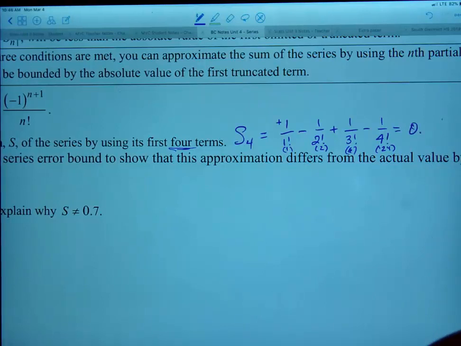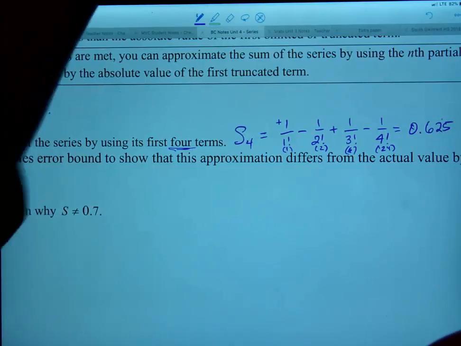What are you getting? Oh, point what? 0.625 is what you should come up with. Okay?